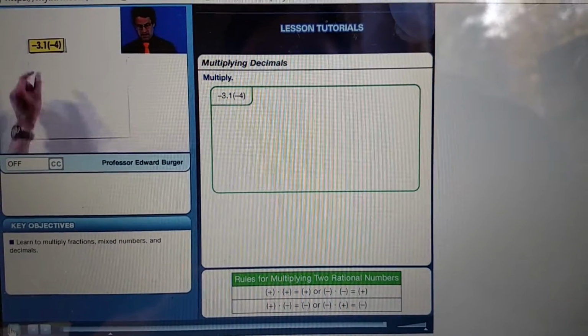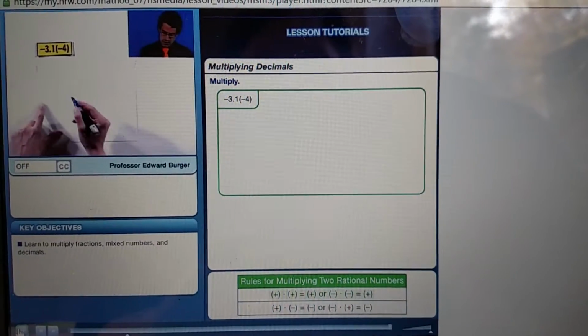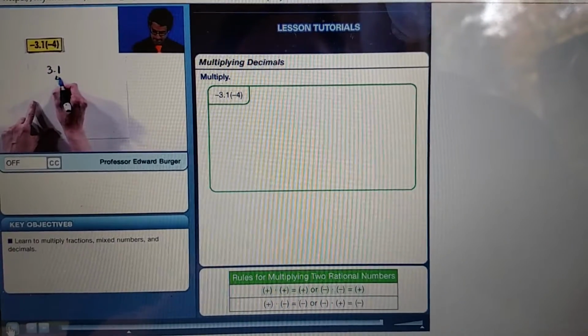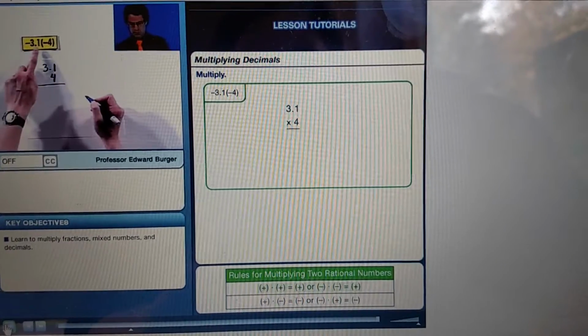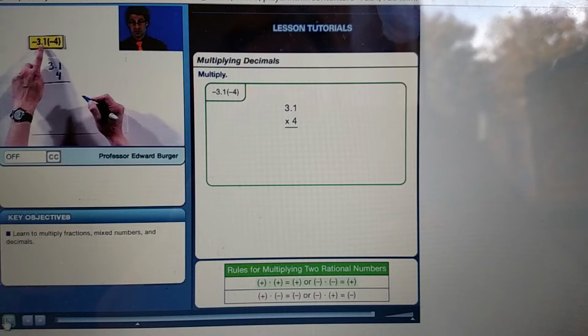Well, how can we do that? First of all, let's worry about the sign. I see a negative times a negative. I know the answer is a positive, so I'm going to now forego those negative signs because I know the answer is positive. I also know that since it's just one decimal place here, the decimal will be 1 unit over to the right in our final answer.